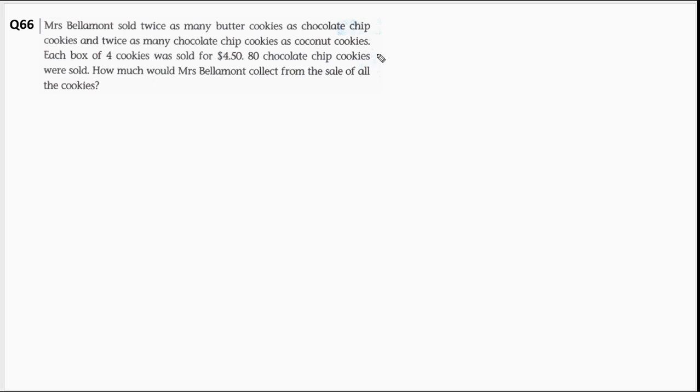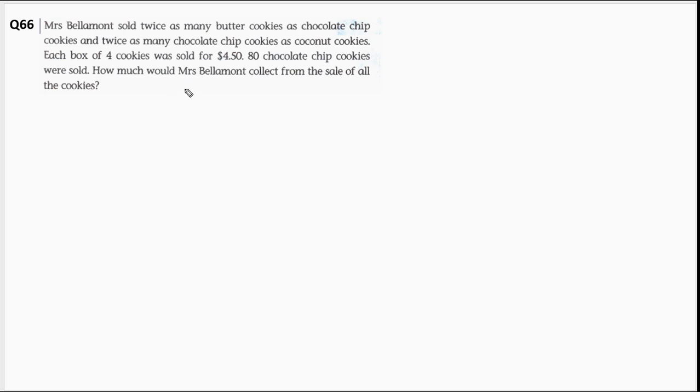But what I've also noticed is, as well as talking about the number of cookies, we also have a money value for these cookies, and that's been given for a set of 4 cookies. And in fact, the question is also asking for this money value. It's the sale. How much? This is talking about money. So I need to be aware of that.